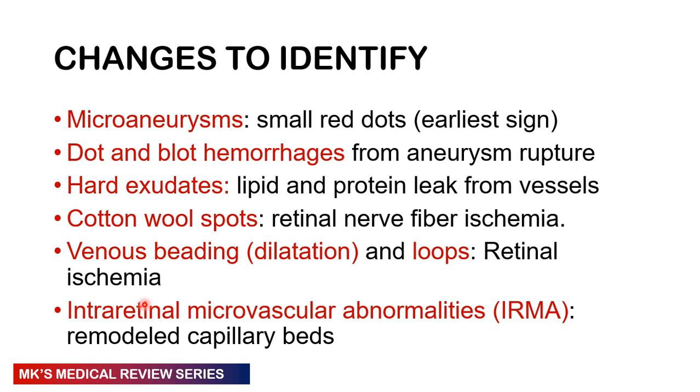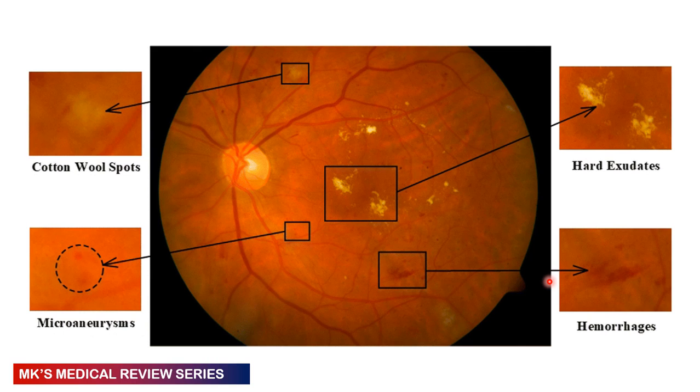Then your intraretinal microvascular abnormalities, or IRMA, is just pretty much remodeled capillary beds. You may not be able to actually identify these, especially at undergraduate level, so don't worry much about this. So here are what they look like. Before I actually go into a lot of details, I just want to give you some perspective.